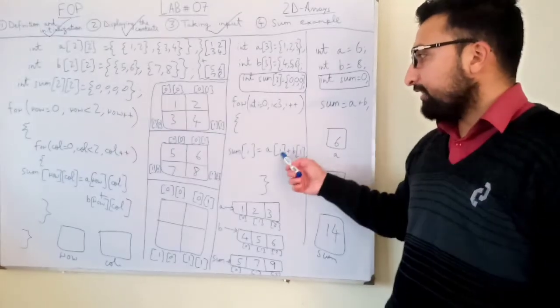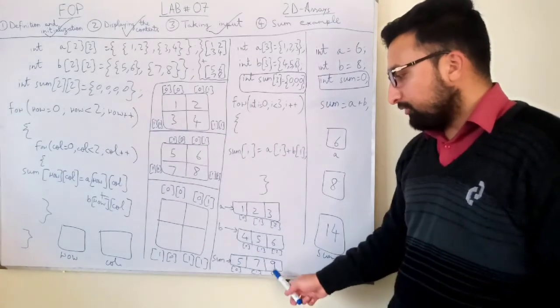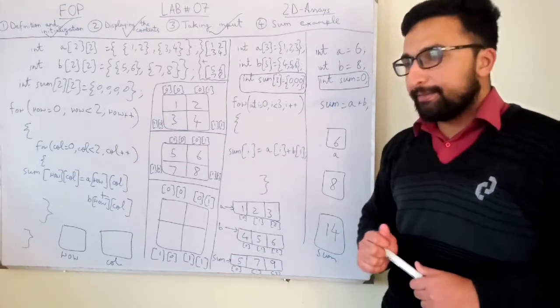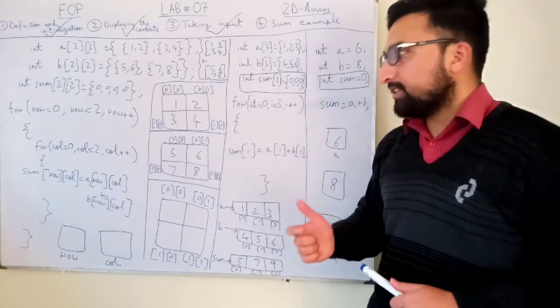Similarly, it will go back, I will become 2 now, A of 2 plus B of 2 will happen and the summation of 2 will get stored in the sum of 2 element of the sum array.